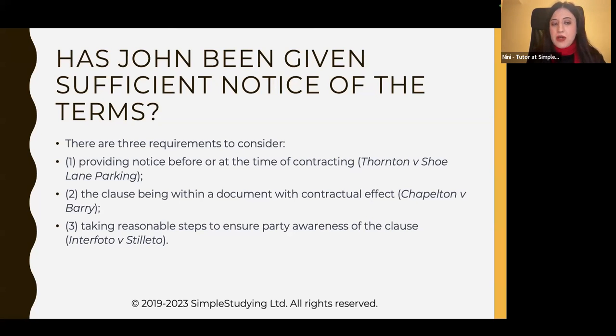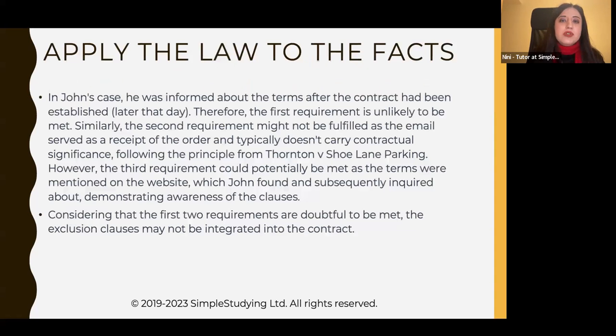The second requirement, the clause being within a document with contractual effect, Chapelton versus Barry. Taking reasonable steps to ensure parties' awareness of the clause, so the party knows about the existence of the clause, and the case you can cite is Interfoto. Apply the law to the facts. After you set the requirements, then you have to apply them to the facts.